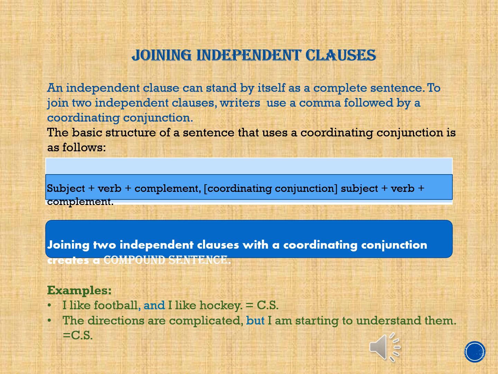Joining two independent clauses with a coordinating conjunction creates a compound sentence. So two independent clauses equal a compound sentence. In order to make this perfect, we need to have the comma and the coordinating conjunction in the middle. So examples: I like football, comma, and I like hockey is my compound sentence. The directions are complicated, comma, but I'm starting to understand them, equals compound sentence. So I'm writing C.S. for compound sentences in this case.